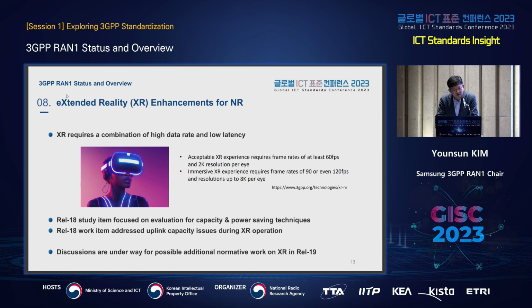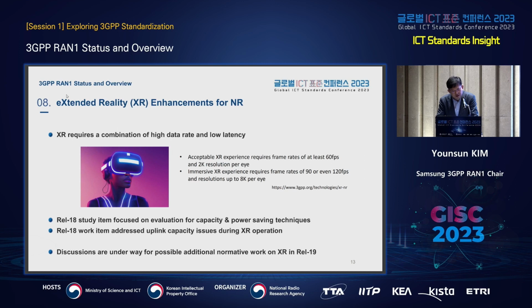And then extended reality. This extended reality, or XR, has been a hot discussion point inside and outside of 3GPP. In 3GPP, this is led by RAN2. But anyway, from the RAN1 perspective, what we try to look into is how to facilitate this combination of high data rate and low latency. According to some of the studies that 3GPP member companies have done, an acceptable XR experience requires a frame rate of at least 60 FPS and 2K resolution per eye.